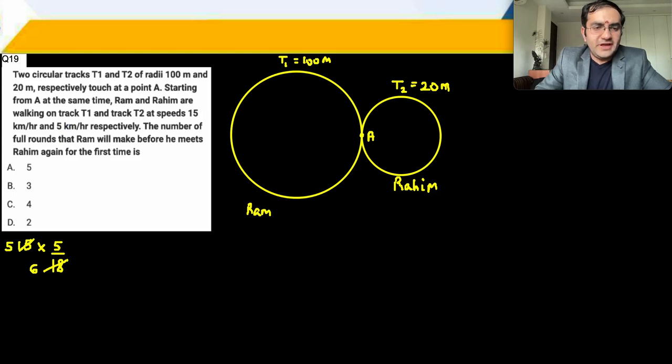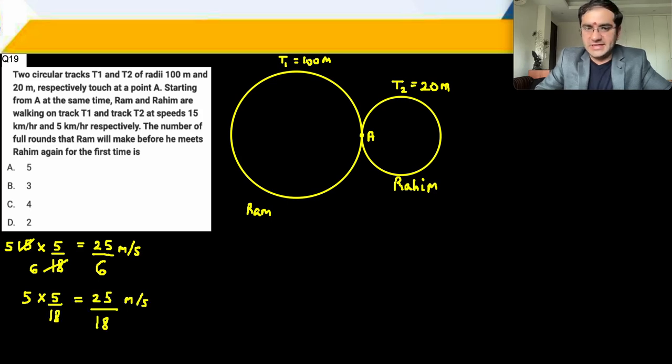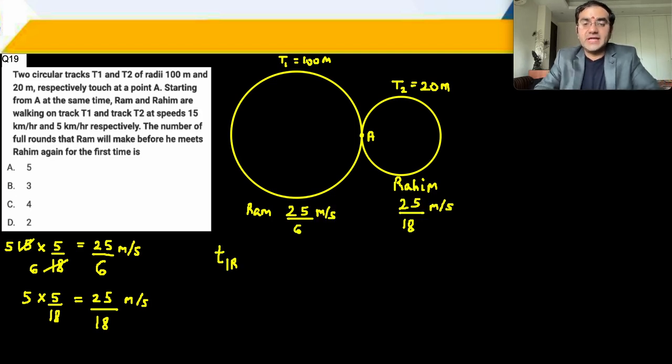ठीक है, तो 5 by 18 से multiply कर दीजिए, you get 25/6 meter per second, and let's take 5 into 5 by 18, that becomes 25/18 meter per second. I have my speeds now. ठीक है, now how do I calculate the time taken for one round? What is the time taken for one round by Ram?